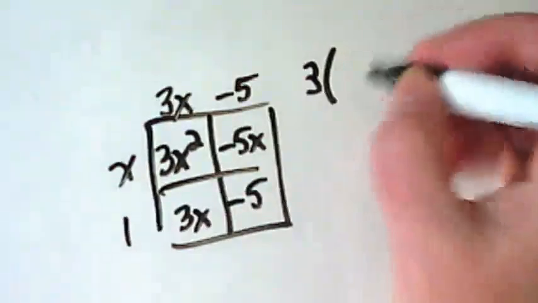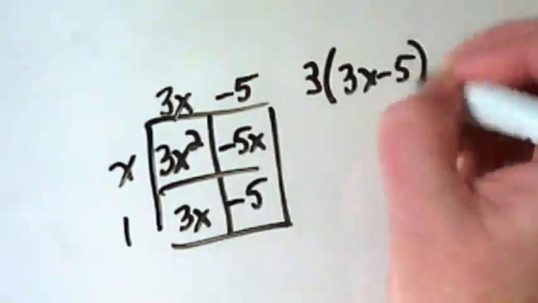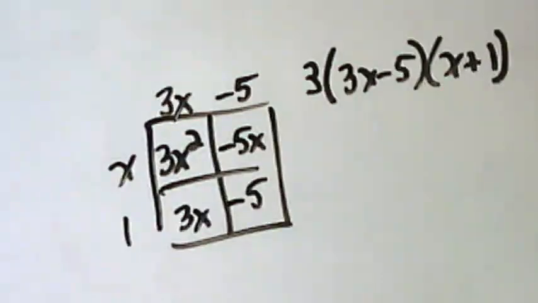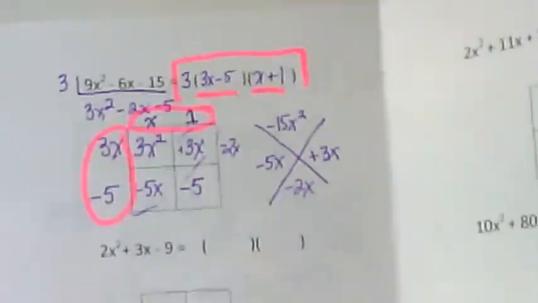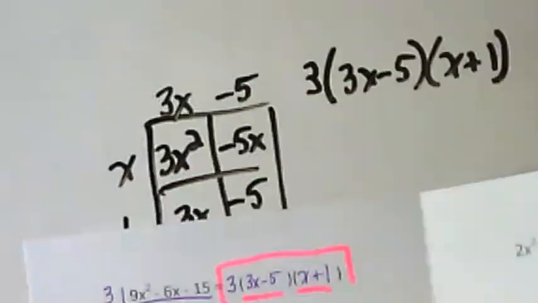My answer would still be that factored out 3. Sorry, I didn't realize I'd gone off the screen there. And then 3x minus 5 and x plus 1. It's still the same. The box just looks different.